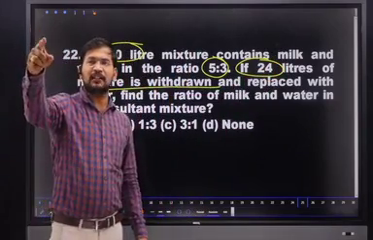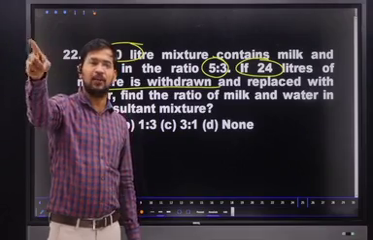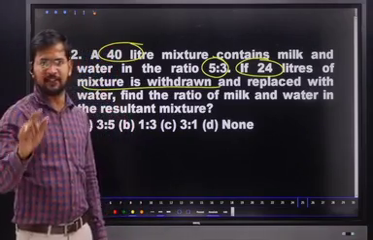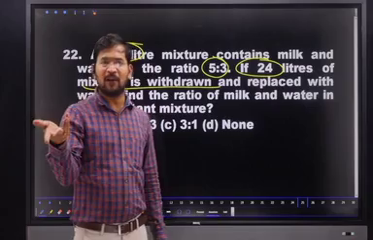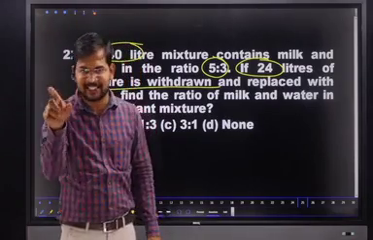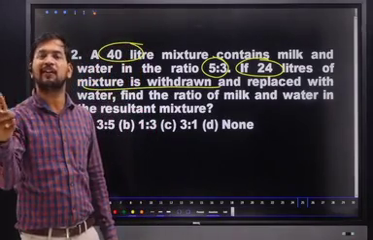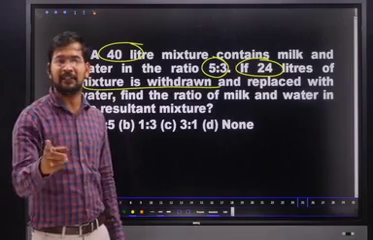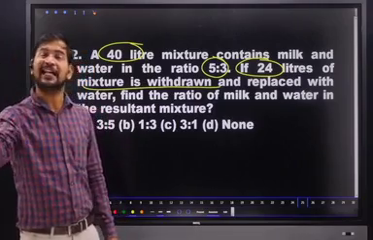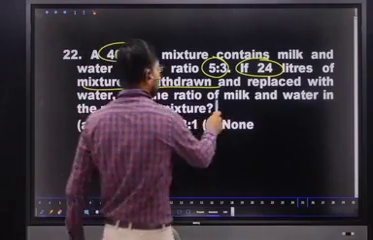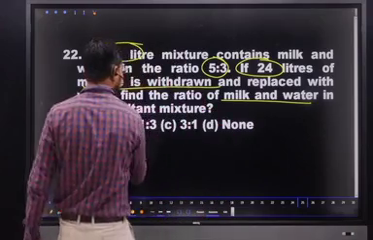Replaced with water means the 24 liters are added to the remaining mixture of 16 liters. So the 24 liters are water. Originally water is how many liters? 6 liters. If you add 24, the total is 30 liters of water. Milk is only 10 liters. Milk is 10 liters, water is 30 liters. They are asking the ratio of milk and water in the resultant mixture.